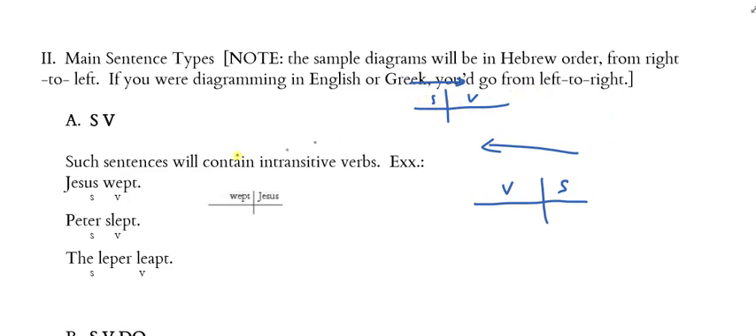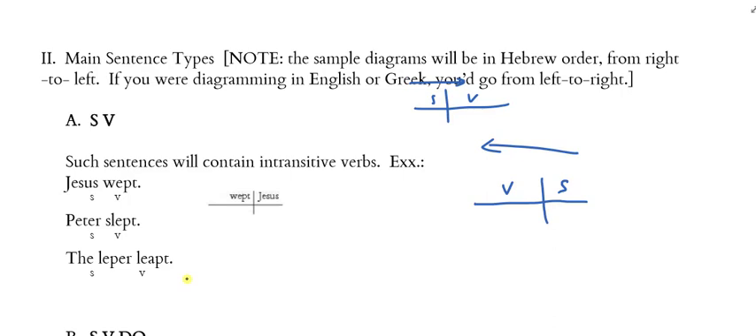So in this first example, we have a sentence type that I will refer to as an SV type, subject verb. What kind of sentences will this be? These will be sentences that contain an intransitive verb. So, no direct objects here. Jesus wept, Peter slept, the leper leapt. All of those have a subject slot being filled and a verb slot being filled. And that's all that's grammatically necessary.